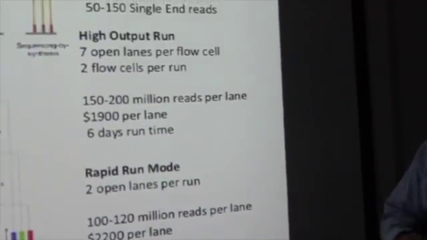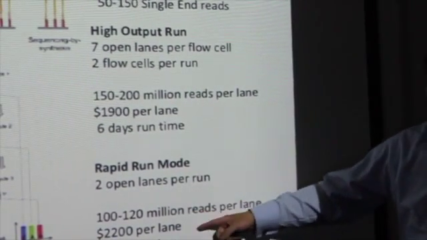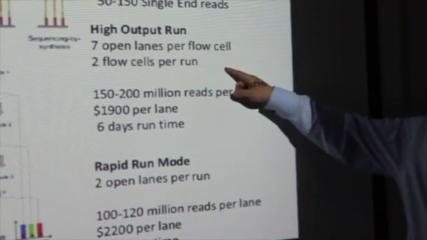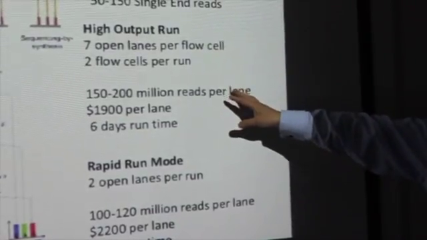So most investigators are interested in this sort of situation. They pay a little more, but you only have to fill 2 lanes. Here, they have to wait till they fill 12 lanes. Right? 1.2 billion reads is a lot of reads for a single investigator, unless you're a genome person.